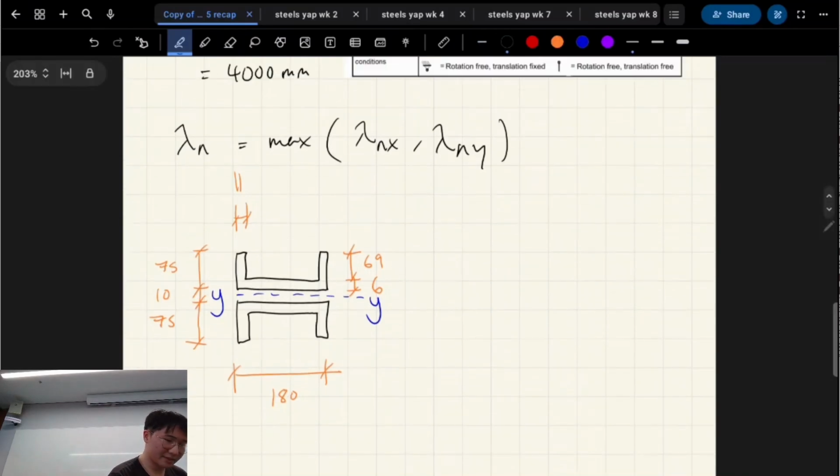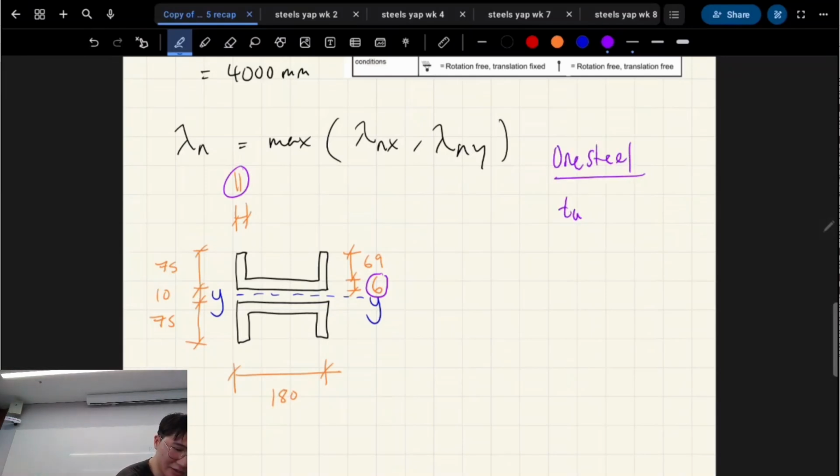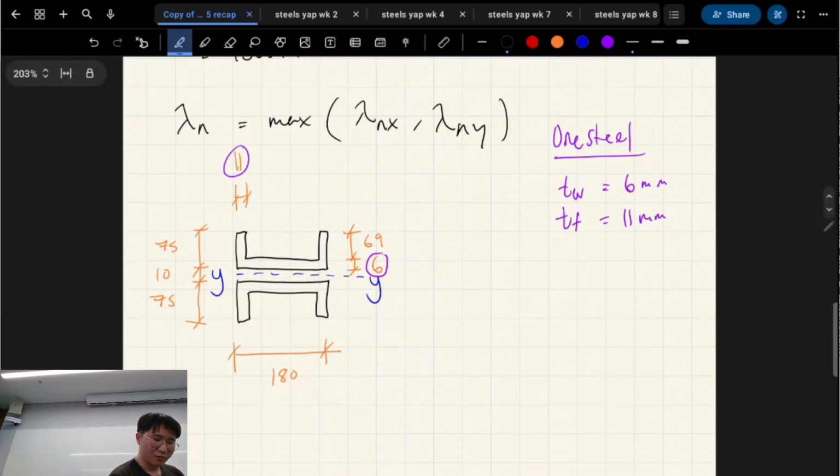Okay. So by the way, these numbers here, 6, 11, are from OneSteel. OneSteel can give you tw, it can give you tf, right? So flange, 11. Web, 6. What we have to find, let me tell you the rabbit hole we're going to go down right now, is the slenderness in the weak direction, which is YY, right? How do we get that?